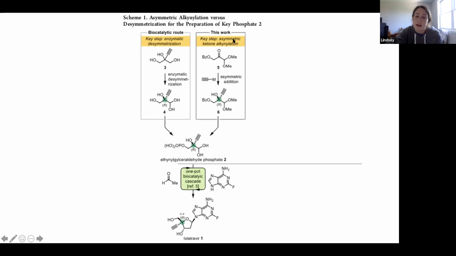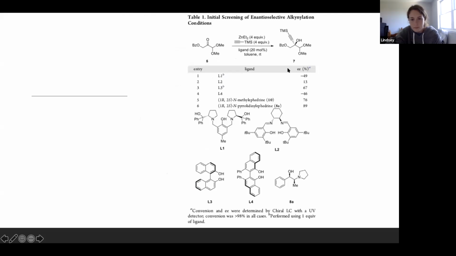And so on the right, this is what they did. They started with this molecule instead of the alkyne already attached. Then they added the alkyne and then just phosphorylated it. And then this compound is what feeds into the biocatalytic cascade. With their synthesis, they tried a bunch of ligands to act as a catalyst to add this alkyne to here, and they found that L2, L3, and L4 worked, but AA worked the best, and this one did not work at all.